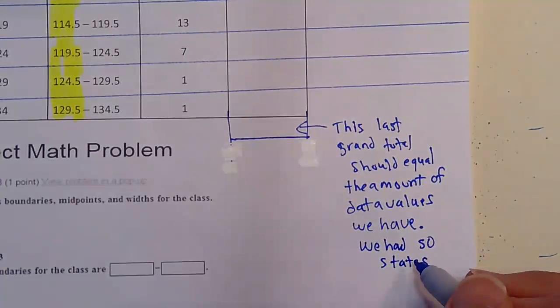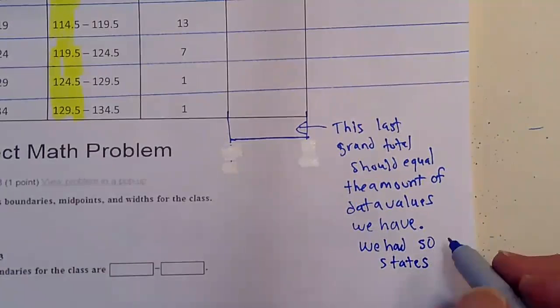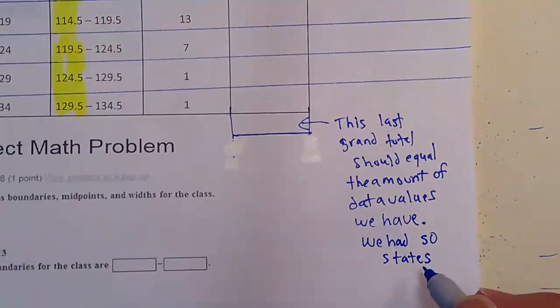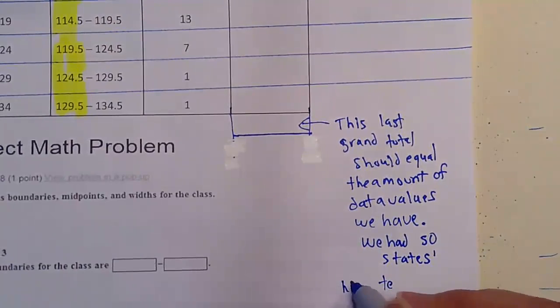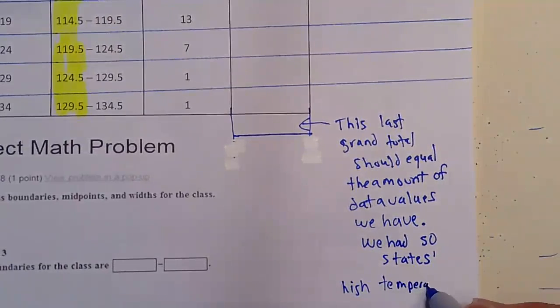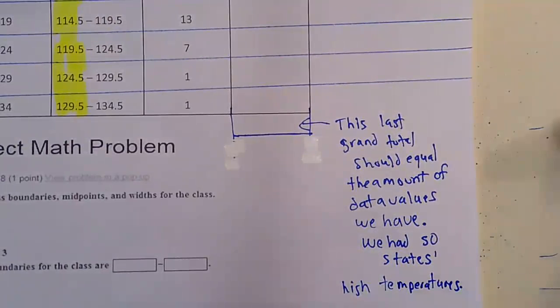So we had 50 states and the record high temperatures. We had 50 states. I'm going to write this: 50 states' high temperatures. Okay.